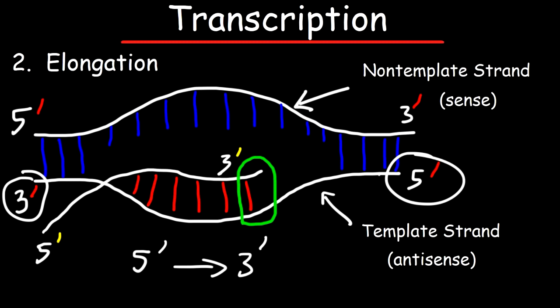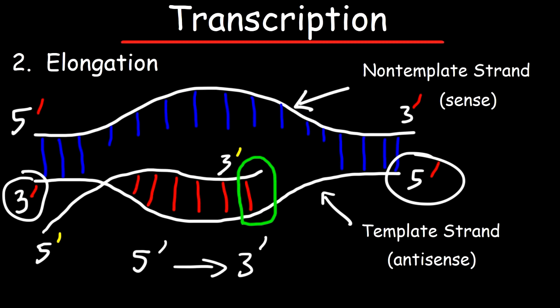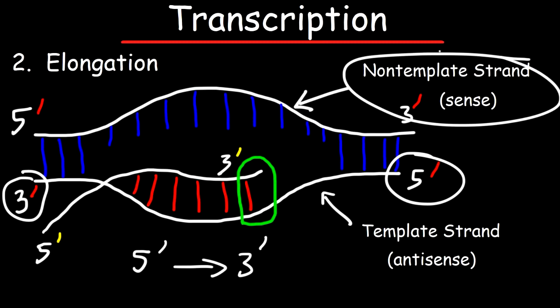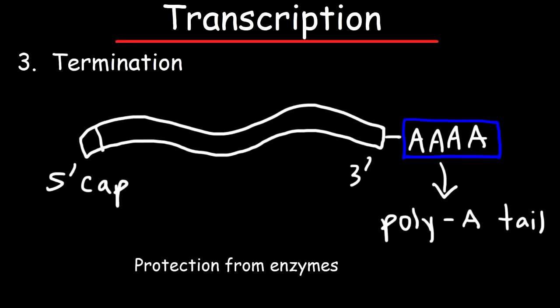Now there's 2 strands that you need to be familiar with. The first one, the one that's used to synthesize mRNA, is called the template strand, or the antisense strand. So that's the one in which RNA polymerase is active upon. The other one, which is not used, is called the non-template strand, also known as the sense strand. Some textbooks will call it the coding strand, because its sequence matches up with RNA, except the fact that uracil is found in RNA, but thymine is found in DNA.